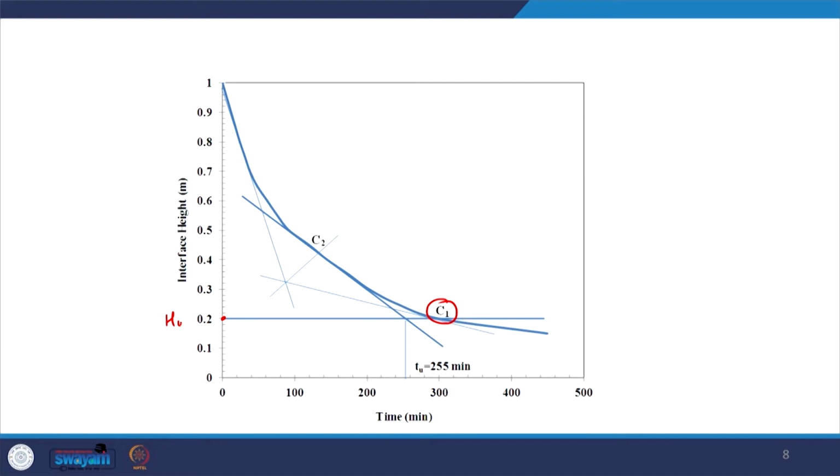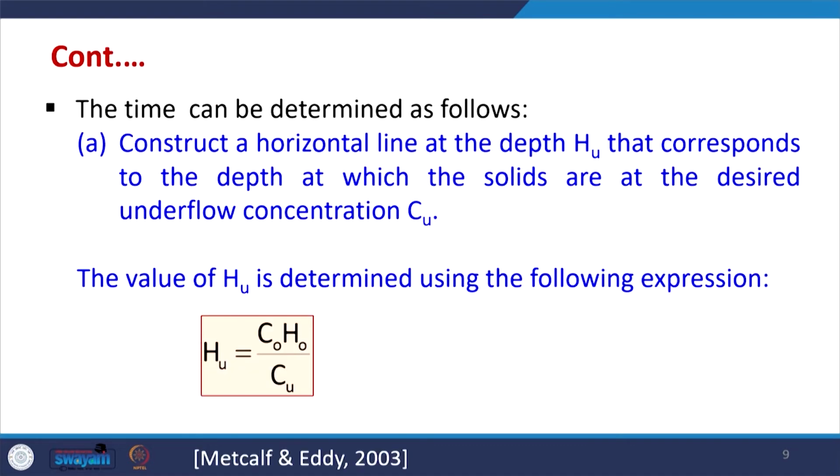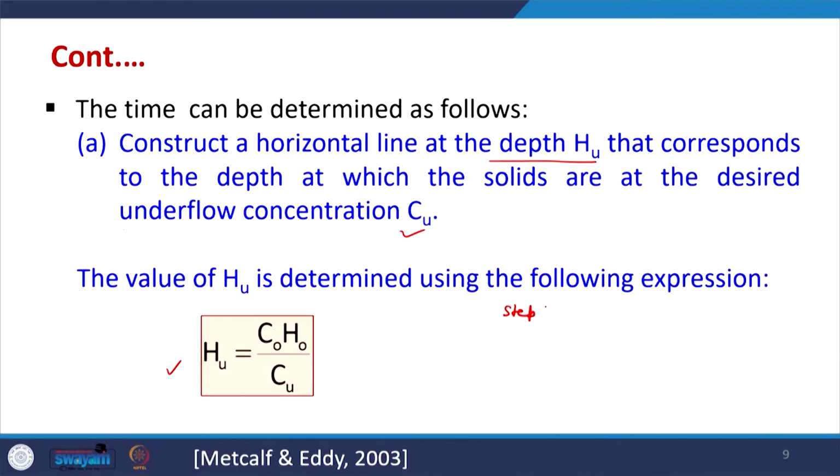This is generally the term Hu. So, Hu can be found. What we do is that we construct a horizontal line at depth Hu, and this Hu corresponds to the depth at which the solids are at the desired underflow concentration. So, we always fix this Cu value, this is step 1. Step 1 is to fix the underflow concentration value. Second step, step 2, determine Hu.